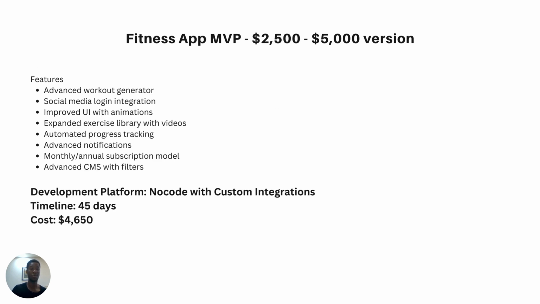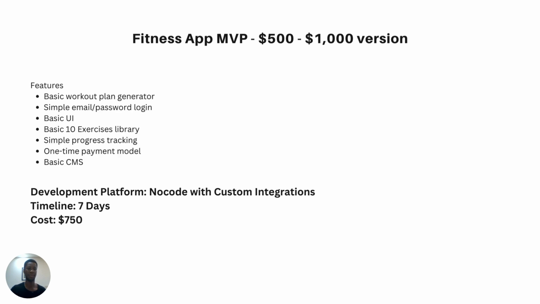But here on the $2,500 to $5,000 version, development platform was no code with custom integrations. Timeline was 45 days, and then the cost was $4,650. Right? So you can see the differences in this application. This one has fewer features, and it's able to be built in fewer days and at a lesser cost. But then you now have a version which is the $500 to $1,000 version, which is what I always recommend for my clients to start with.